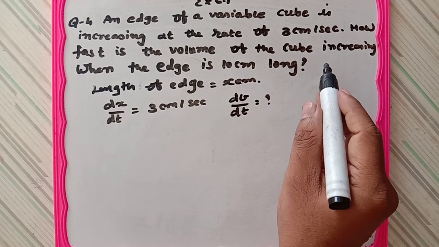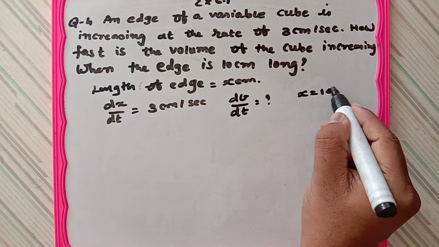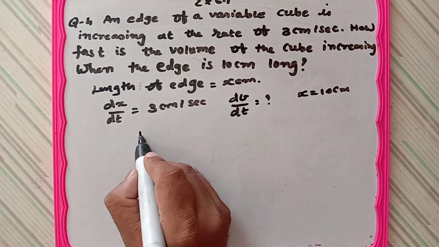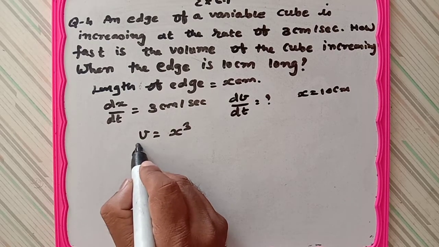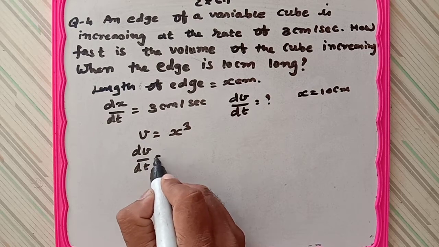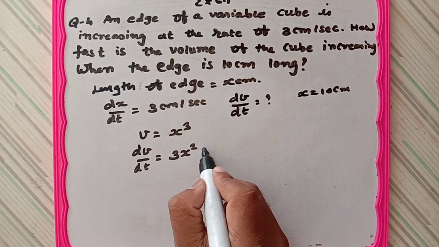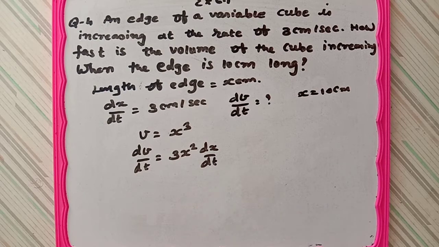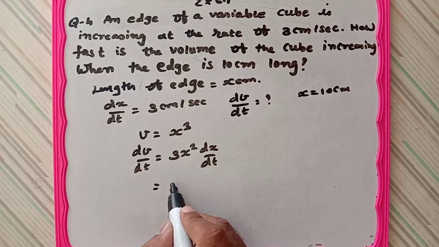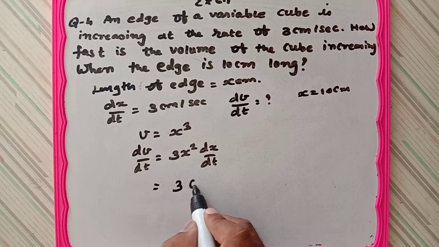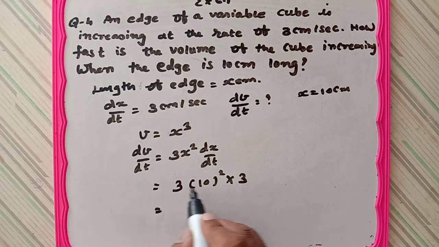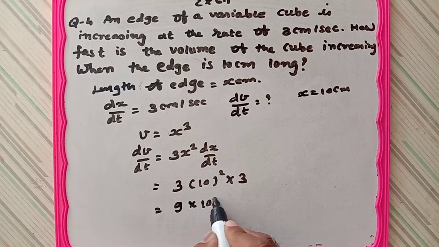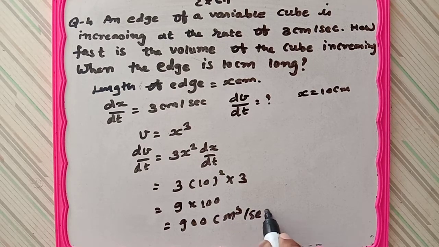So we know that when x is equal to 10 centimeter, V equals x cube for the cube. Taking the derivative of volume with respect to time, we get 3x square dx by dt. Substituting the values, 3 into 10 square, and dx by dt is 3, so it will be 3 threes are 9 into 100, which is 900 centimeter cube per second.